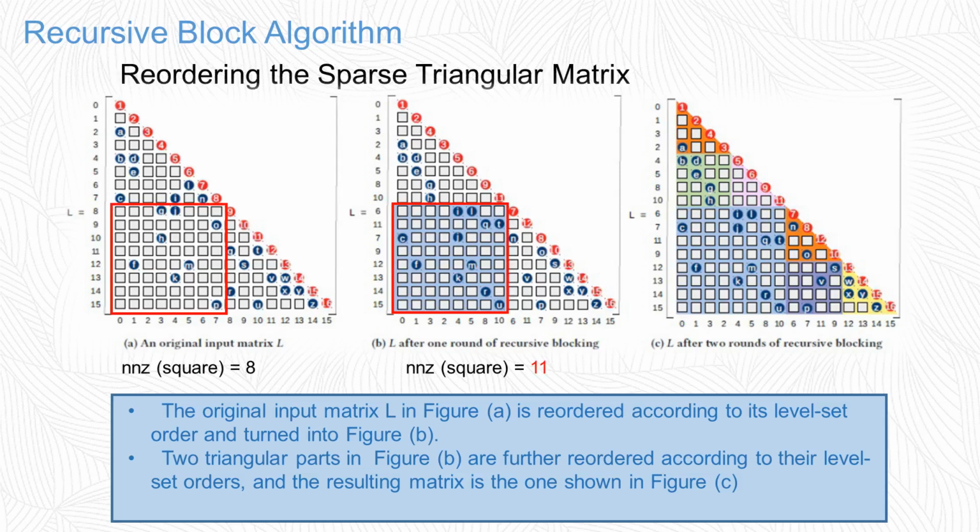It can be seen that the number of non-zeros in the square part of Figure B is 11, which is higher than 8, the number of non-zeros in the same area of Figure A. Obviously, with the reorder, more non-zeros are concentrated in square parts to achieve better parallel performance.